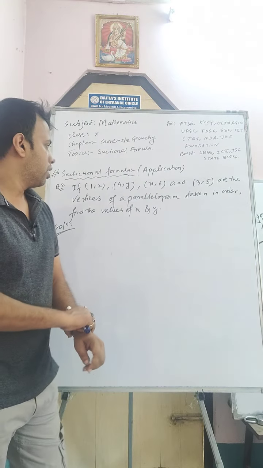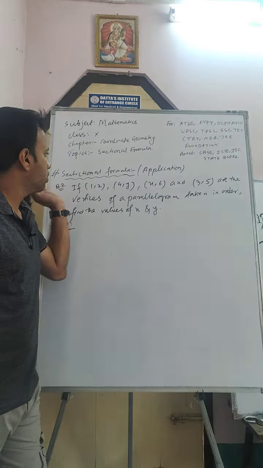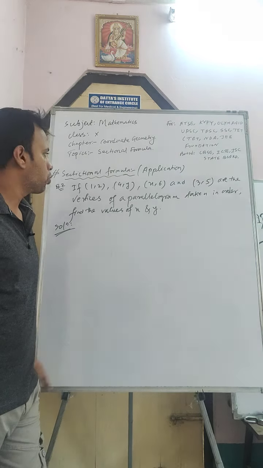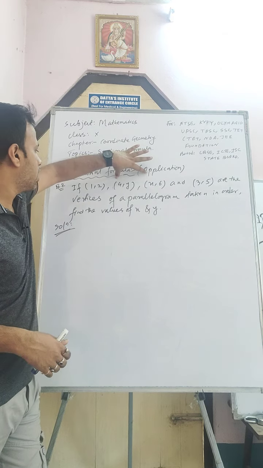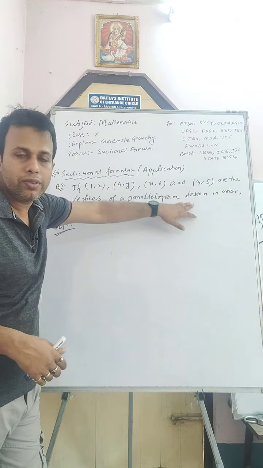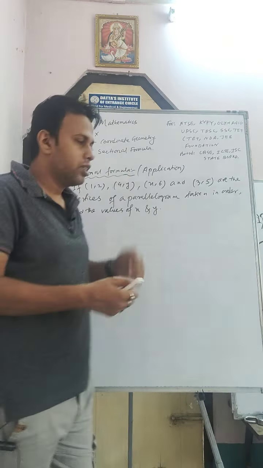So students, our next question is question number 2. The question number 2 is based on the application of the section formula. The question is like that: if these 4 points are taken as the vertices of a parallelogram in order, then we have to find out the value of x and y. Okay.